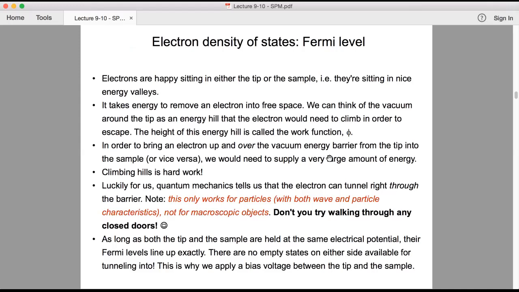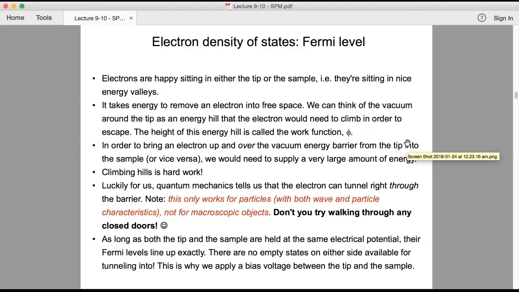So we can think of the vacuum around the tip as an energy hill that the electrons would need to climb in order to escape. The height of this energy hill is called the work function, or phi. In order to bring an electron up and over the vacuum barrier from the tip into the sample, or from the sample to the tip, we would need to supply that very large amount of energy called work function. But climbing a hill is hard work. They are reluctant to do that.